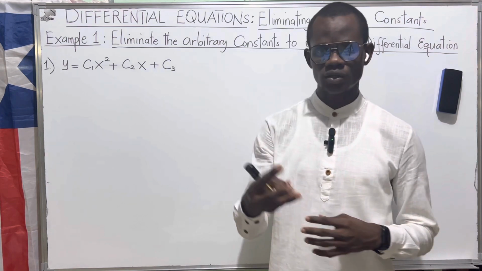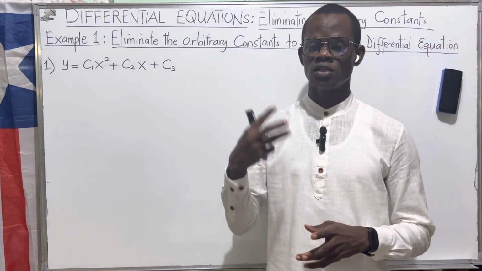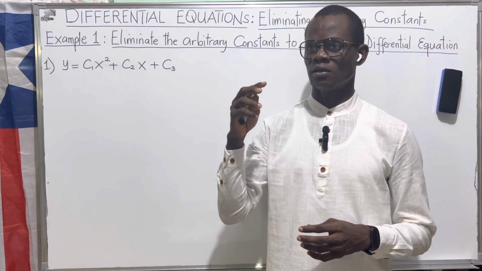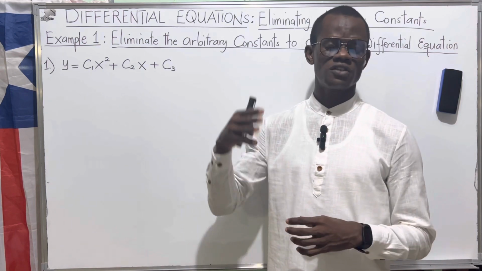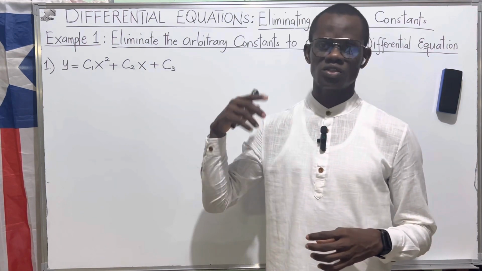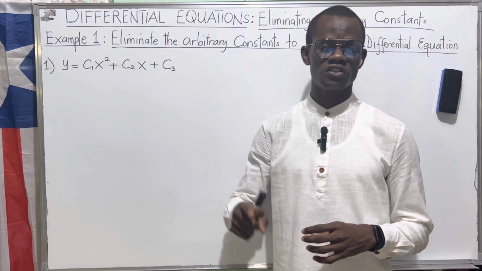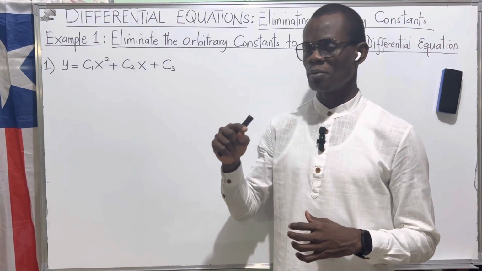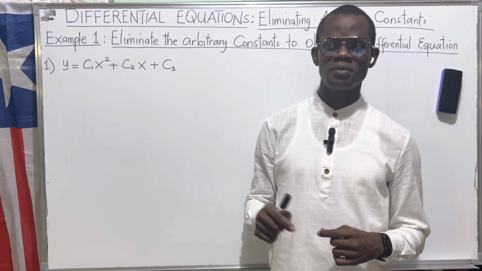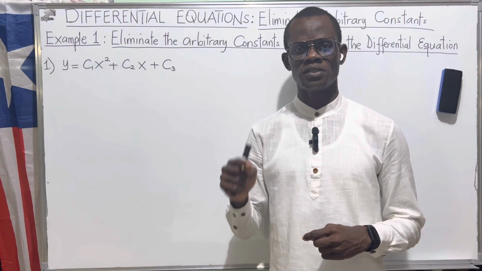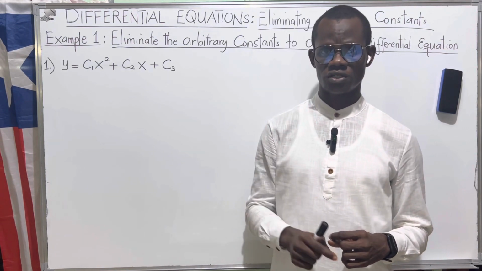So if there are two constants, it means you will differentiate 2 times. If there are 4 constants, we will differentiate 4 times. If there's just a single constant, you're going to differentiate 1 time. So the number of constants within the problem determines the number of times that you are going to differentiate.